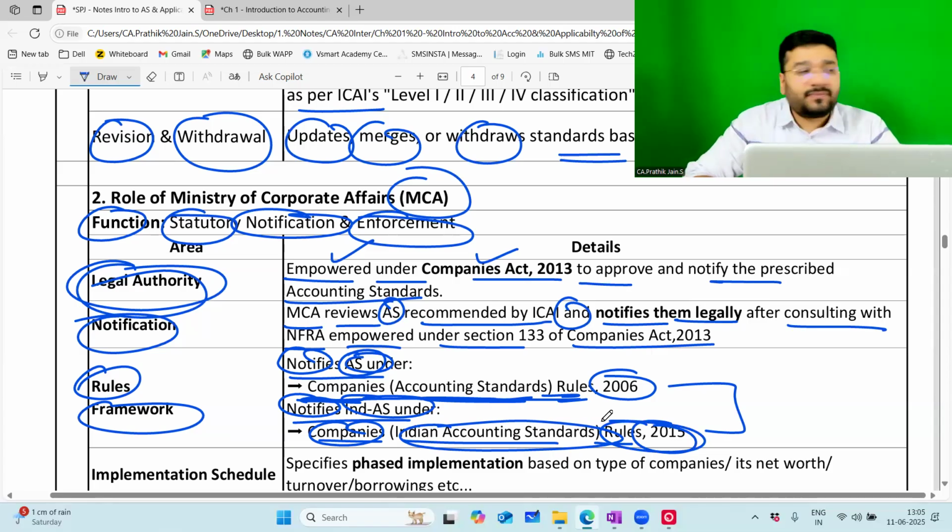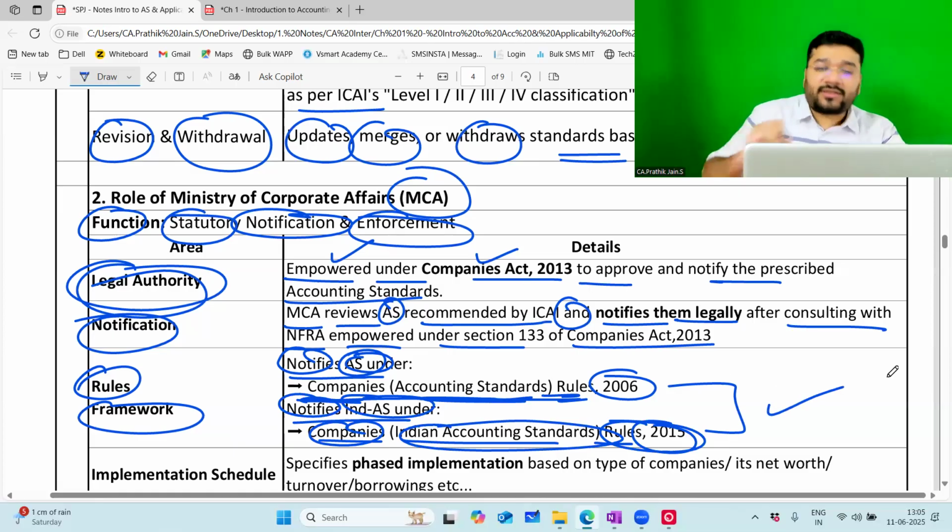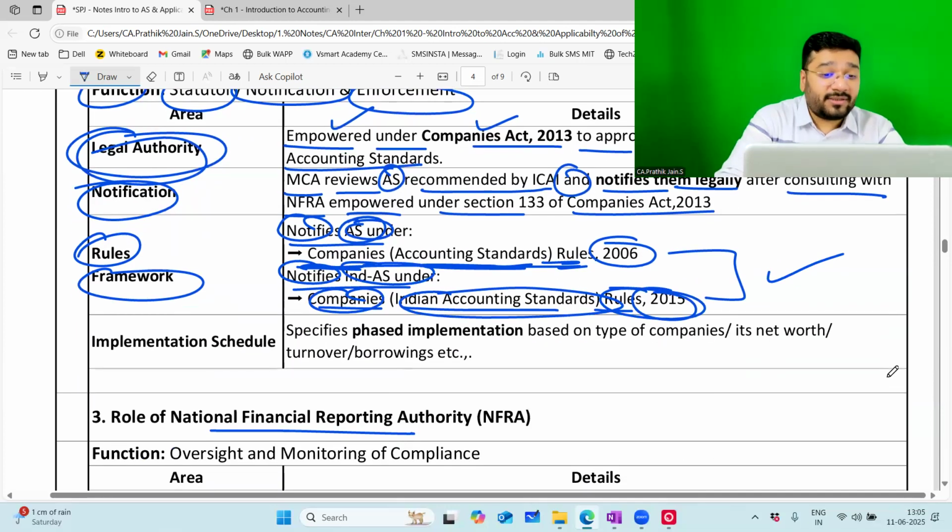Very, very important. For a second, forget today's lunch, snacks, tea, coffee, dinner. But do not forget these two things. That important this is.